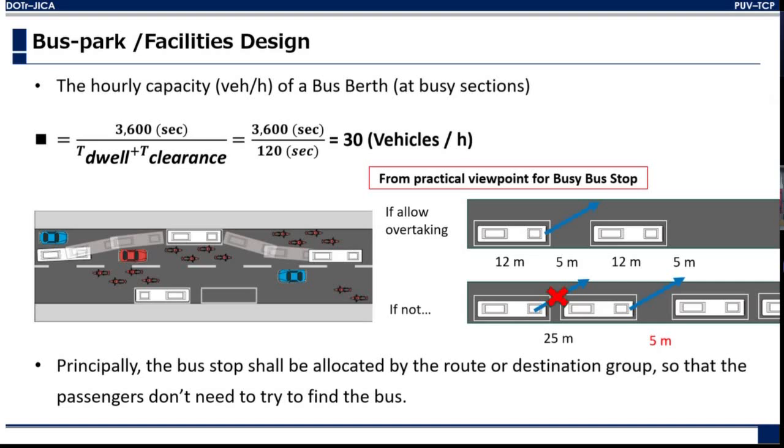So for example, if according to a counting survey 60 buses will come in this section in the peak hour, then 2 slots can be secured. If 2 slots are secured, the traffic congestion caused by the bus stop could be avoided.